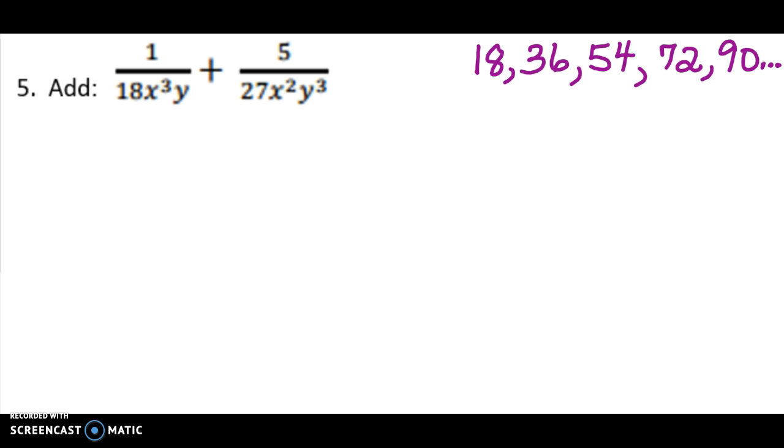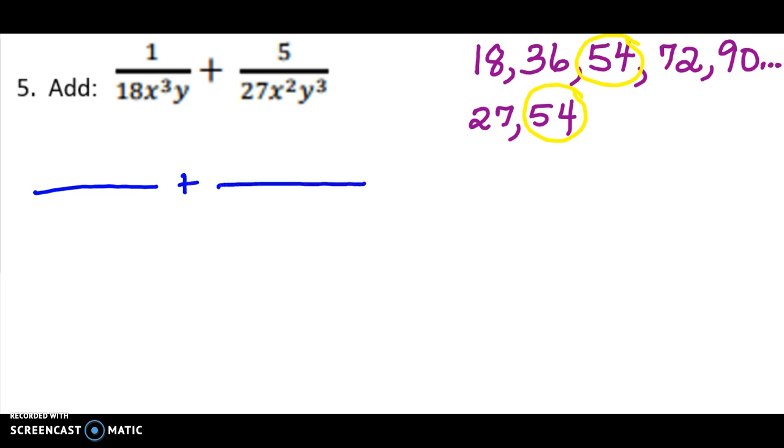Okay, so we'll start with 27. 27 times 2 is 54. And now you can see we already found a multiple that they have in common. Okay, so both numbers can be divided into 54. So that's going to serve as part of our common denominator. We'll rewrite these fractions with 54 at the bottom.